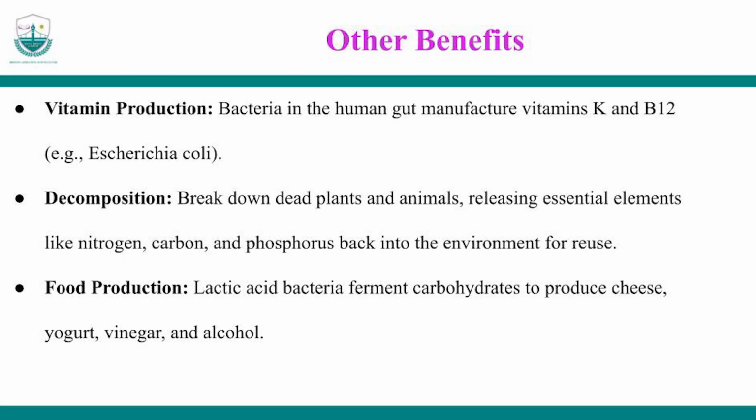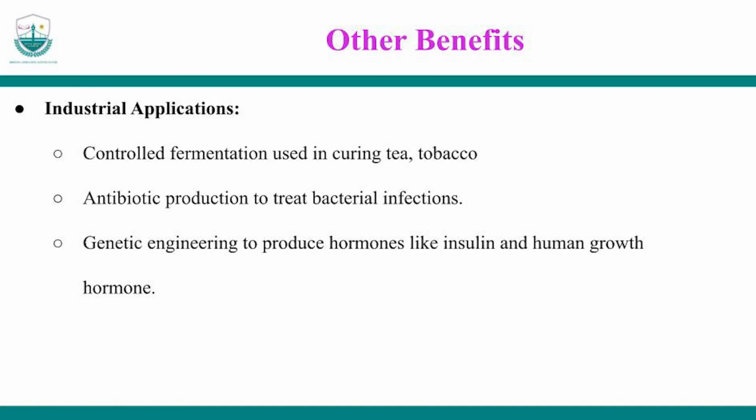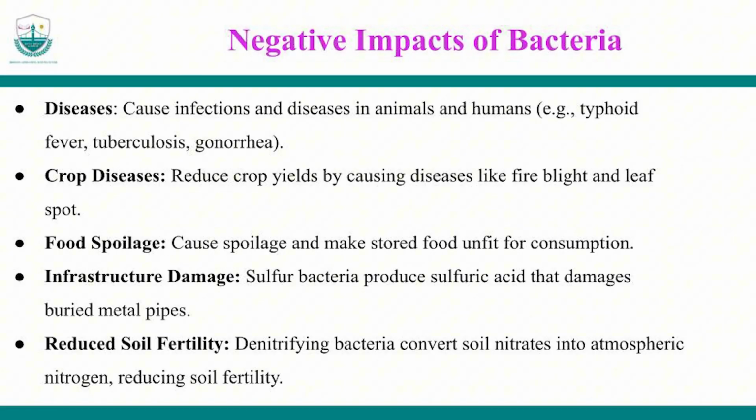Bacteria can be used in production of different food products: yogurt, vinegar and cocoa. Bacteria can also be used in fermentation, antibiotic production, and production of hormones. The autotrophic bacteria are very important in producing nitrogen and producing oxygen. And then, of course, bacteria also have a number of negative impacts.